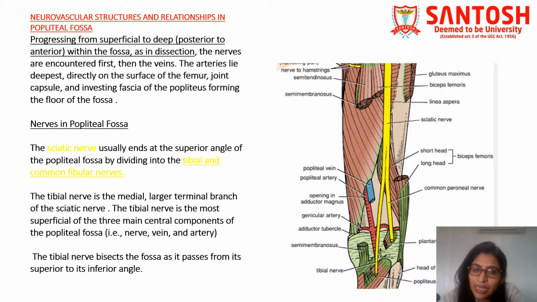The arteries lying deepest directly lie on the surface of the femur, the joint capsule and the investing fascia of the popliteus, forming the floor of the fossa.